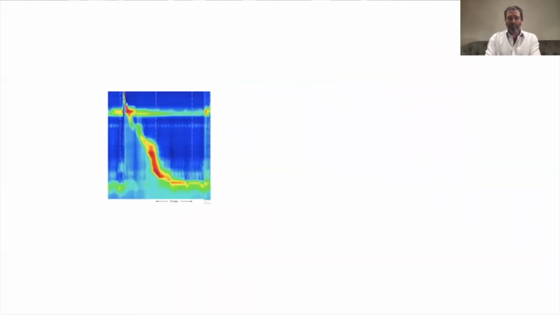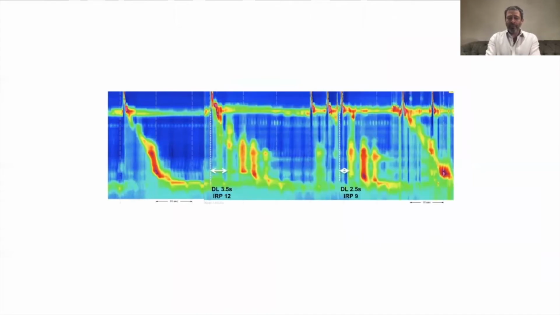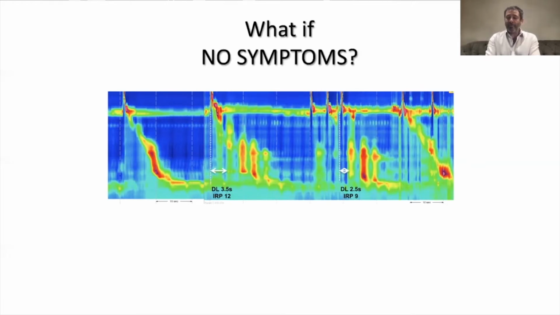Here is a patient with normal water swallows. Then suddenly there are segmental simultaneous contractions. For all intents and purposes, this is diffuse esophageal spasm with a distal latency that's short. However, the patient had no symptoms and was looking at me comfortably. So what happens if the patient has no symptoms, but there is clear pathology on manometry?